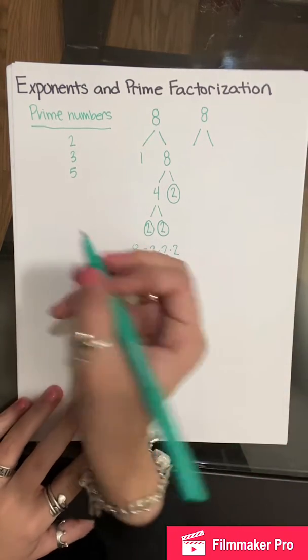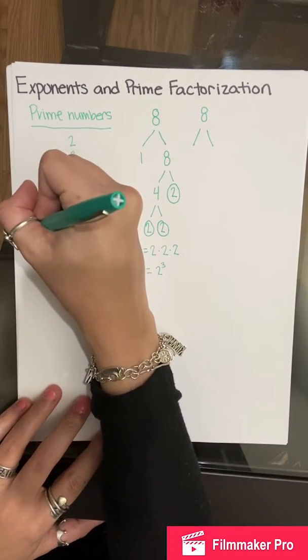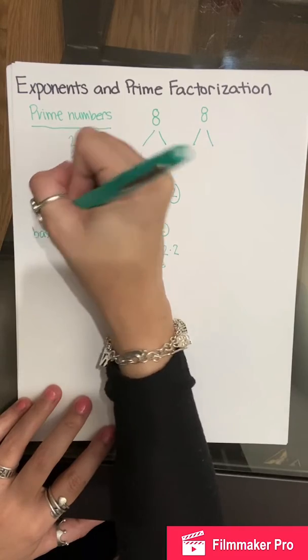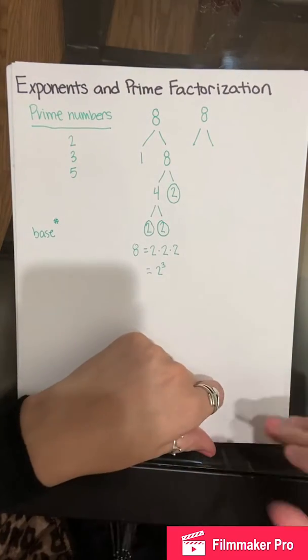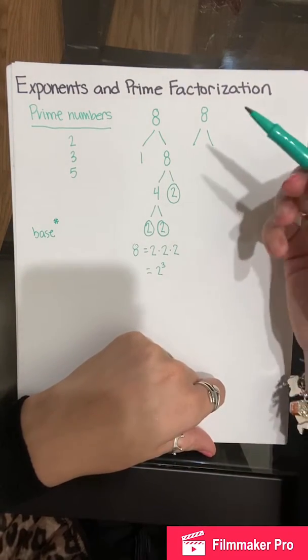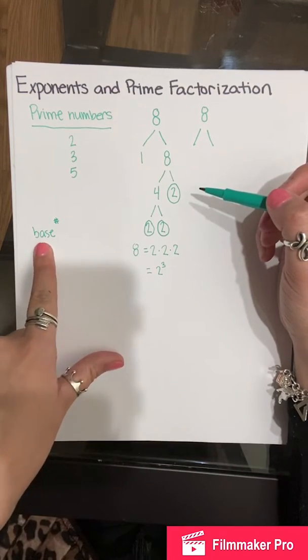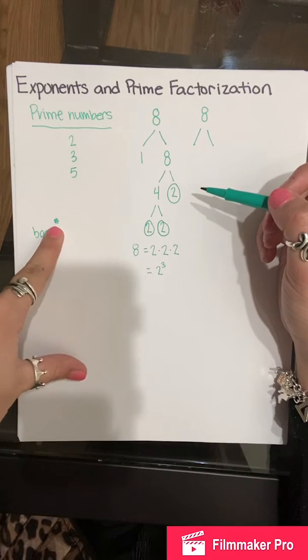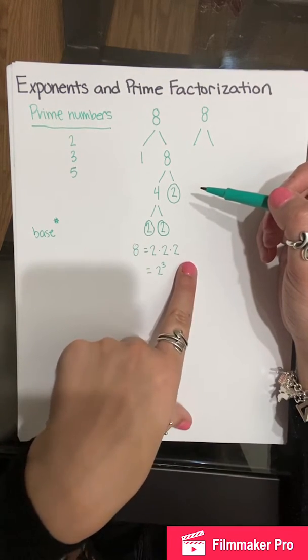So I'm going to put a note off to the side over here, base to number. Now, I know that looks a little confusing, but it's important to know base is the number being repeated, and the number sign is the number of times.